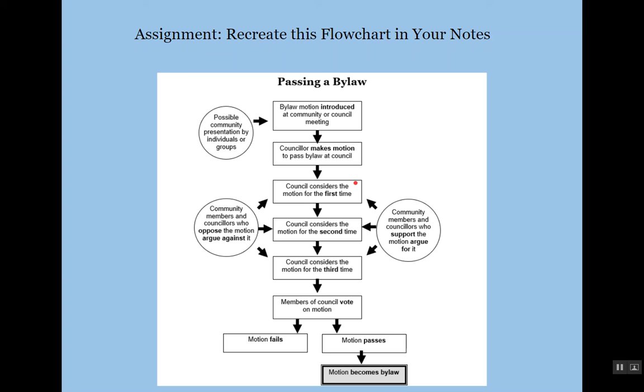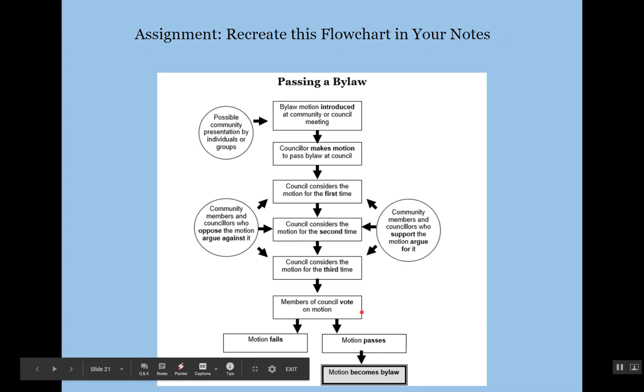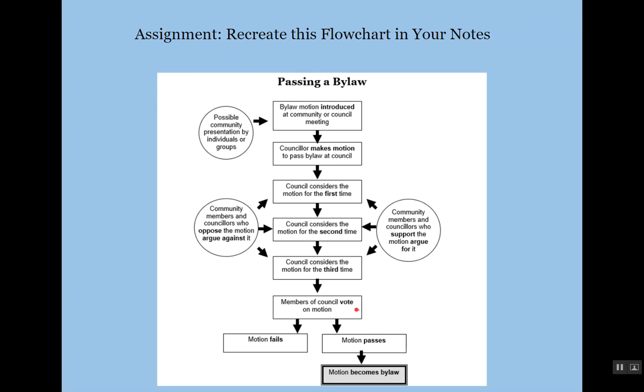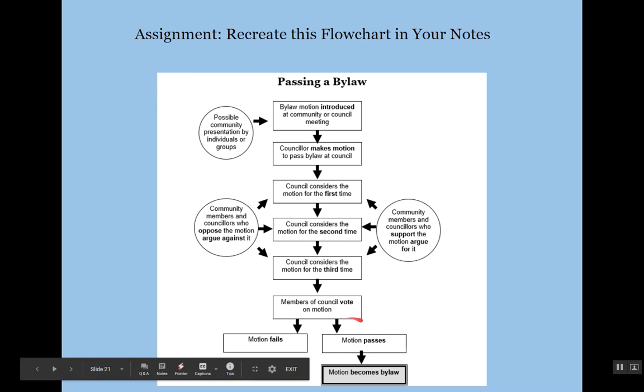The council considers the motion for the first time. When it's being considered, council members and councillors who oppose the motion can argue against it, and community members and councillors who support the motion can argue for it. This happens 3 times. 1, 2, 3. At each time, people can argue for or against it. Then, members of council actually vote on the motion, and it either fails or passes and becomes a bylaw.